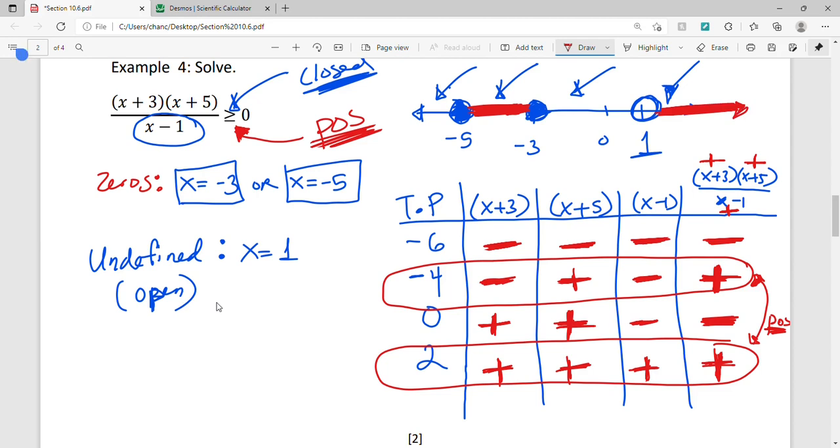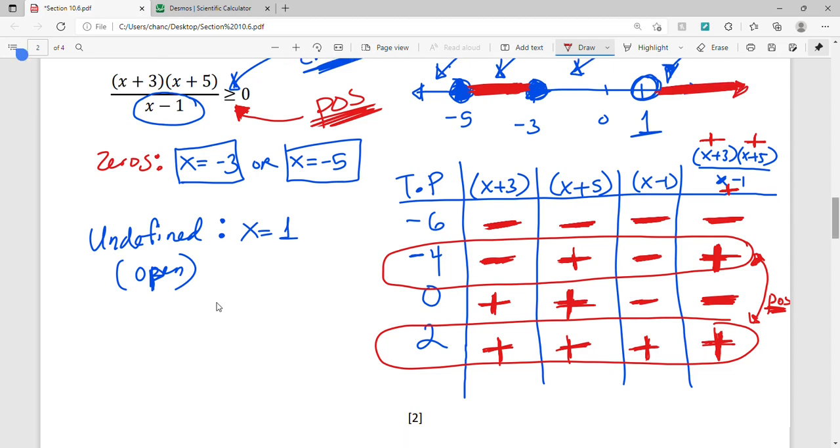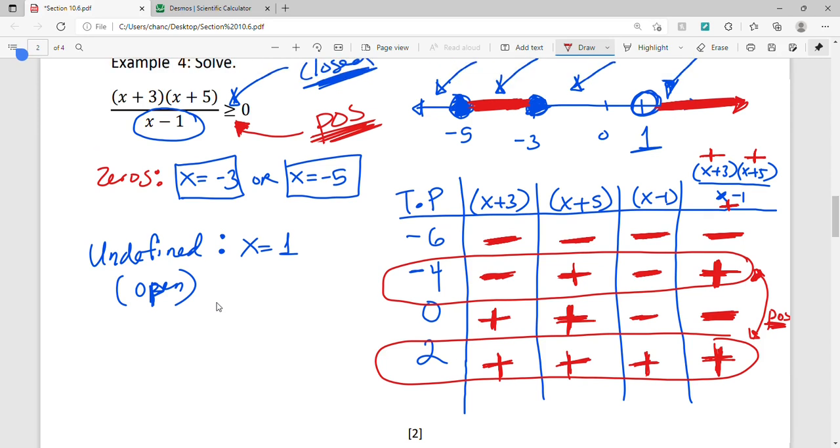Again, we care about the inequality. It tells us we want the positive solution, and that's where the expression is positive. Let's write our answer. It's a square bracket, negative 5, because of the closed circles, all the way to negative 3. We have a union. There is an open parenthesis for the 0.